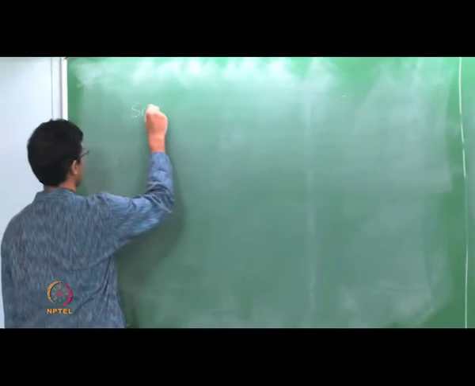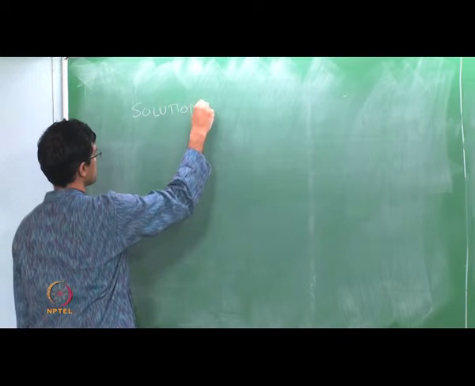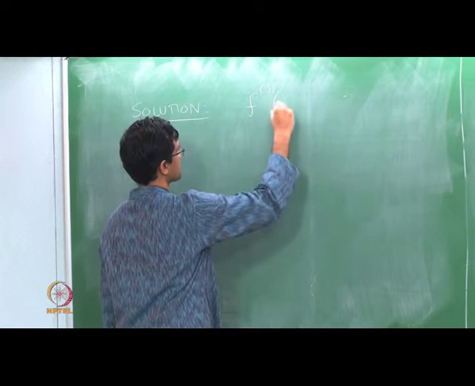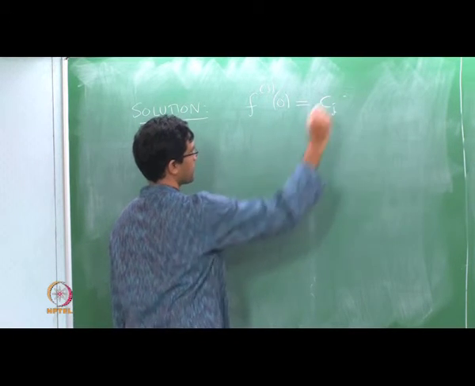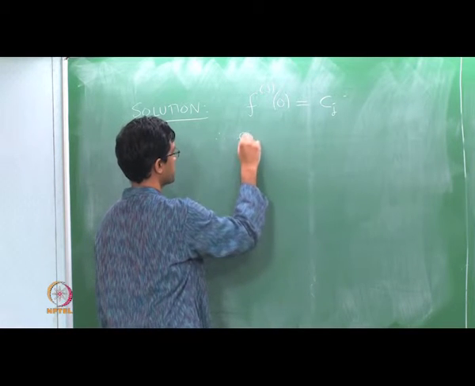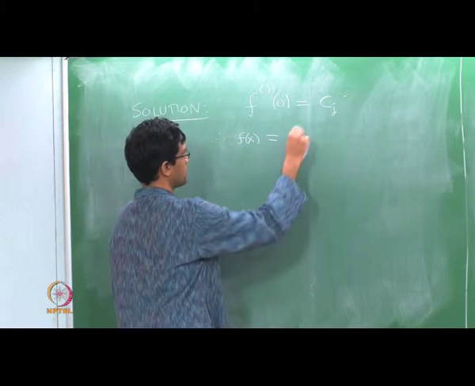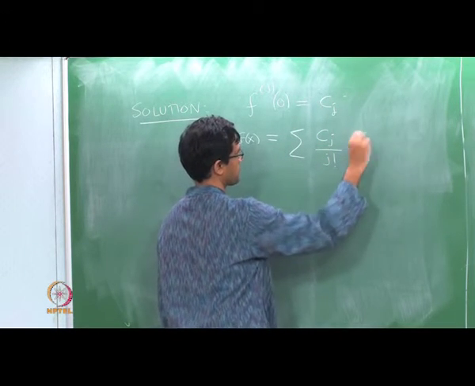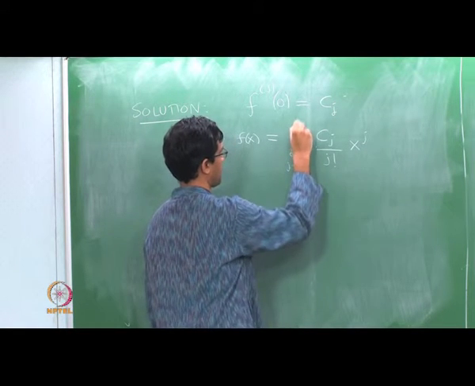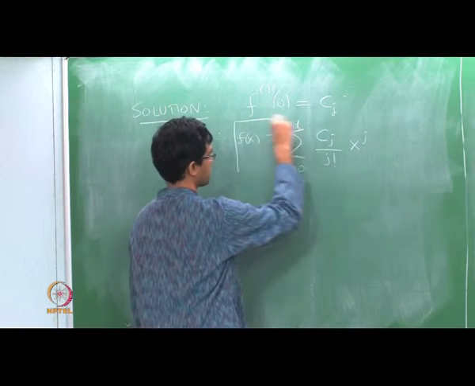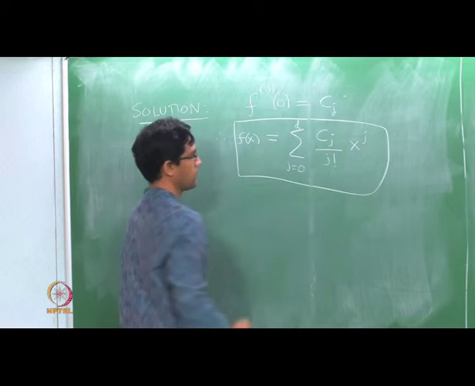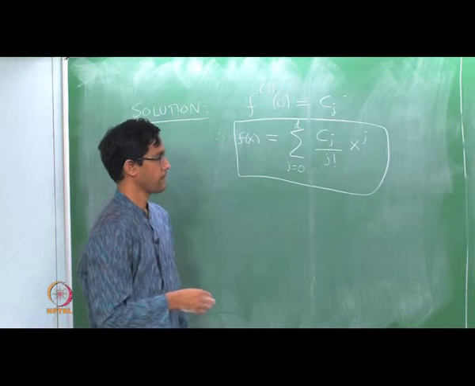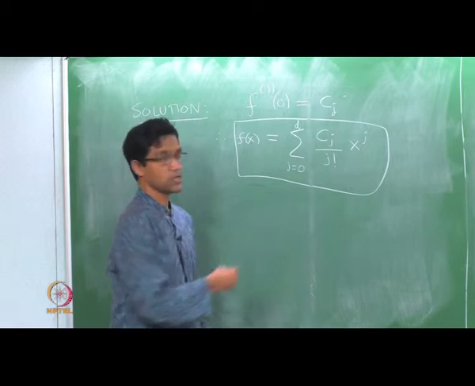The solution to the problem as posed there is the following: I know what the jth derivative at 0 is. It is given to be Cj. So, therefore my function f is nothing but the summation of Cj by j factorial x power j. This is the function that you want, a polynomial of degree at most d with prescribed higher order derivatives at 0. Okay, so it solves this problem.